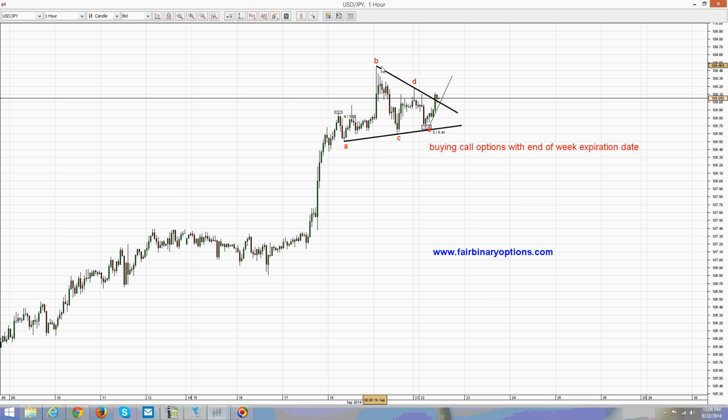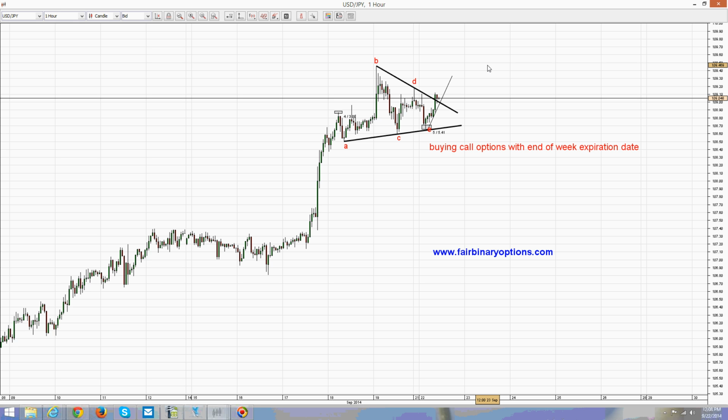So for example, the triangle to start from here, A, B, C, D, then an E wave, and then to break higher until the rest of the week, until the end of the week. We should have this triangle already resuming, already ending, and the previous trend to resume, and of course in this case it means to resume higher.